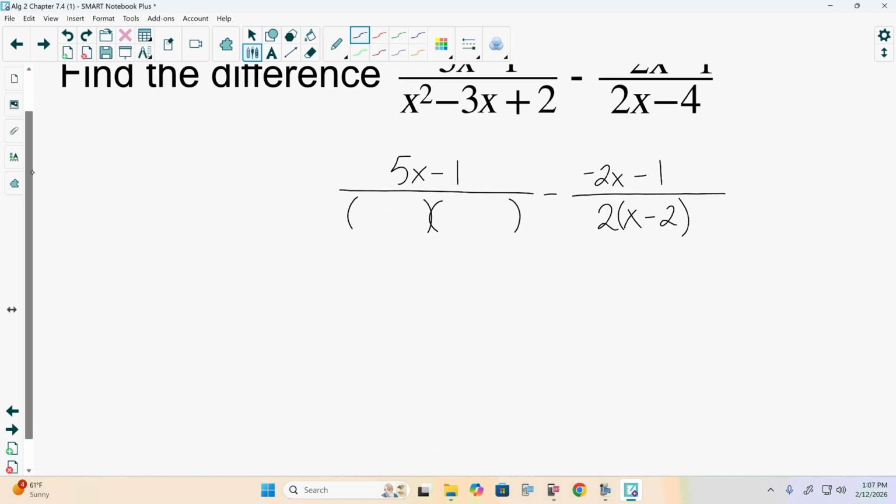Now our denominator, x squared minus 3x plus 2. Third term's positive, so our signs are the same and match the sign of the middle term. Negative and negative. Factors of x squared are x and x. And factors of 2 are 1 and 2.